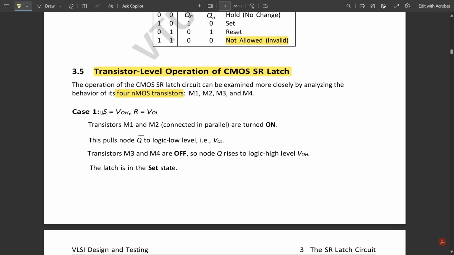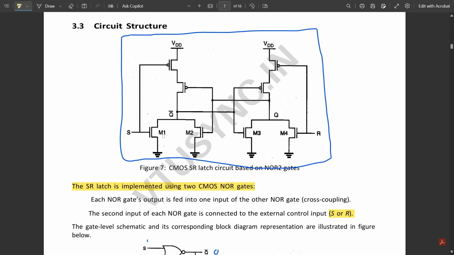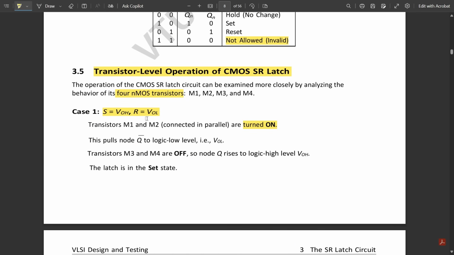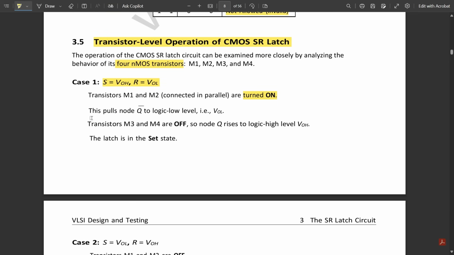Case 1: if S is equal to VOH and R is equal to VOL, transistors M1 and M2, which are connected in parallel, would be turned on. These are the two transistors M1, M2. For the first condition, if S is equal to VOH and R is equal to VOL, then the first two parallel transistors are turned on. This pulls Q bar to the logic low level, that is VOL. It would be logically low, equal to 0.